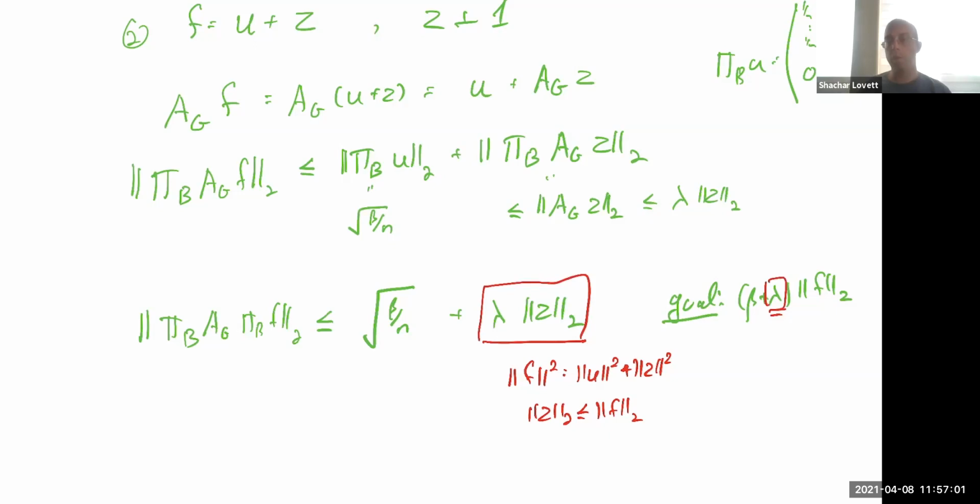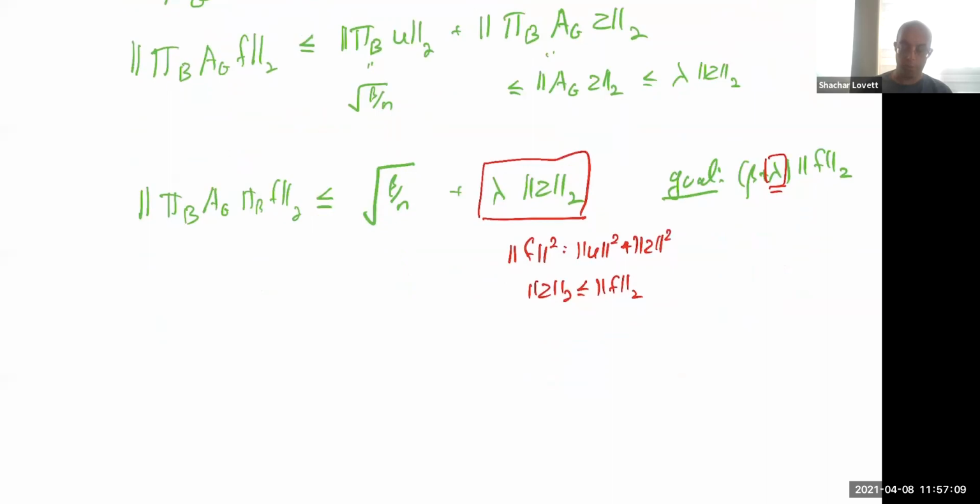So somehow I want to relate root beta over n to the norm of F. And here we're going to use this assumption we had that F was supported on B also. So what can we say about the norm of F? Remember, we assumed without loss of generality that F is supported on B. So what is the L2 norm of F?